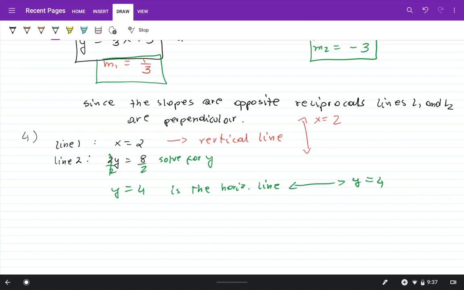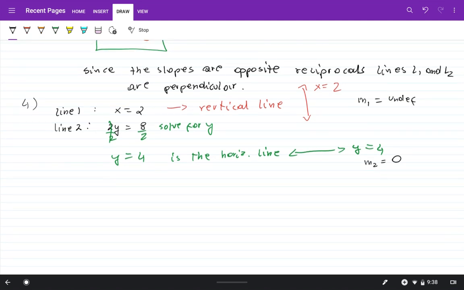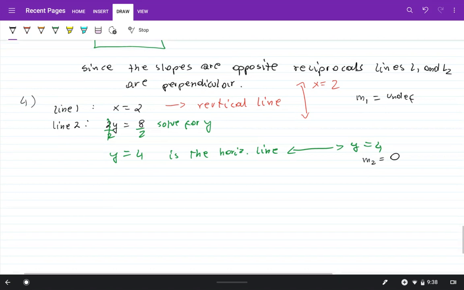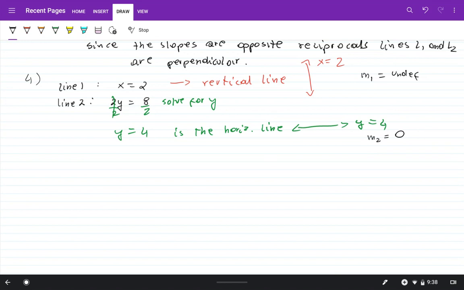So again, here, to be honest, you cannot really use the slope, because for a vertical line, we know that the slope is undefined. And for horizontal lines, you know that the slope is equal to 0. So how do those two lines behave? Vertical line and horizontal line, they always intersect at a 90-degree angle, so they will be perpendicular. But if you don't see that, just graph it. You can always graph it.